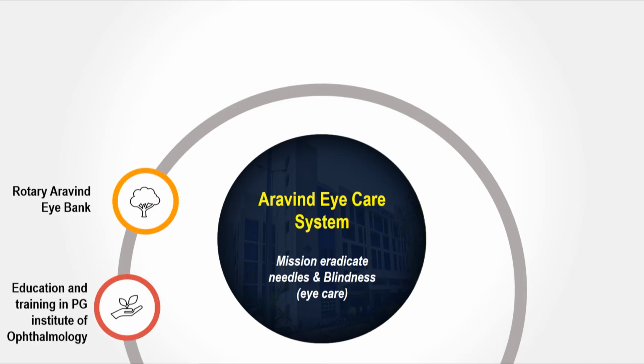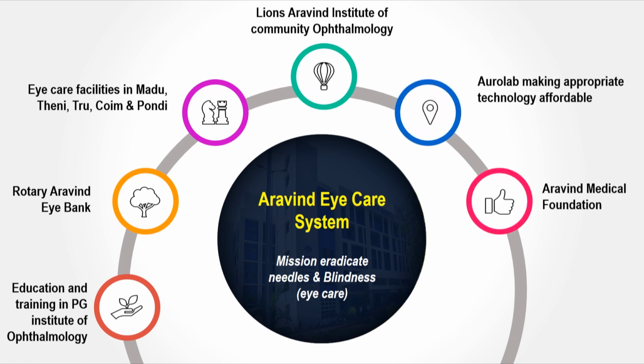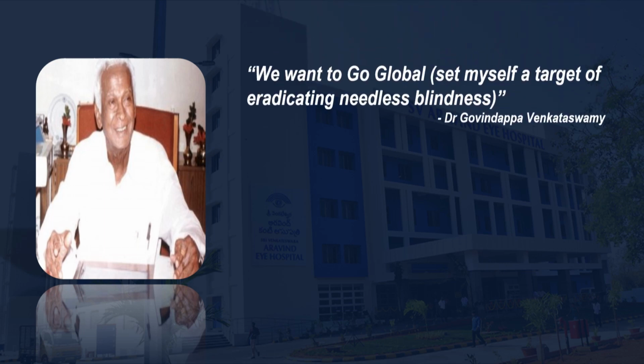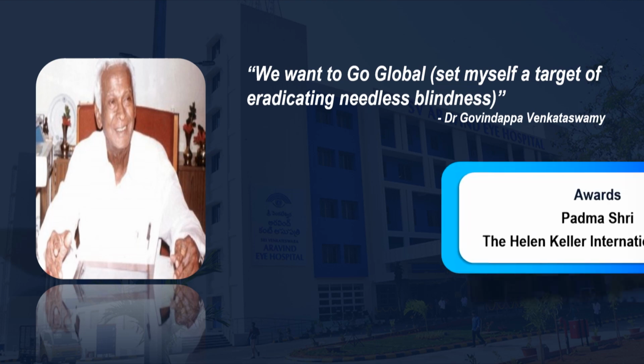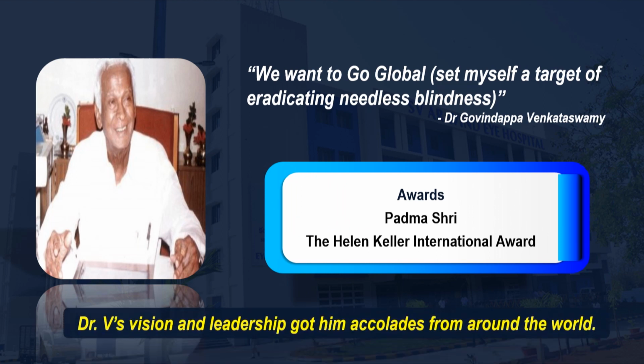This is the entire spectrum of the Aravind Eye Care Hospital. A lot of things he has set up right now. He says we want to go global. That means not only in India, but in other countries also, like neighboring countries like Bangladesh, Nepal, Bhutan, all these countries where the people are poor and who cannot afford to pay for their eye surgeries. So, for them it is all free of cost. He has got many awards like Padma Shri, the Helen Keller International Award, and his vision and leadership has got him accolades from around the world.